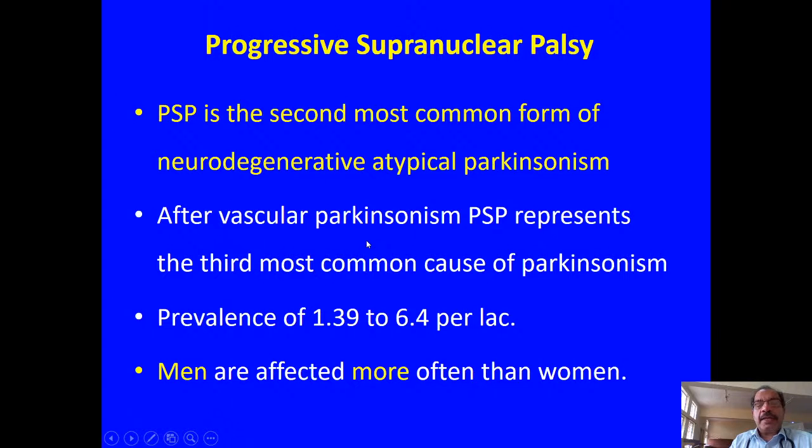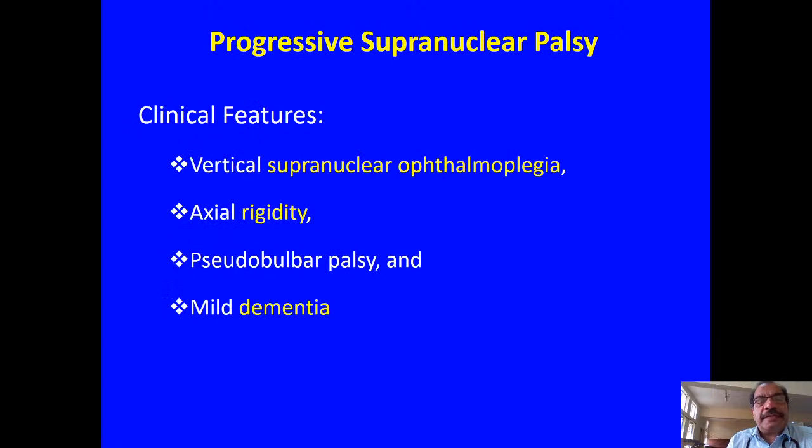If you look at Parkinsonism because of vascular etiology, like multiple strokes, then it is slightly more common. Then it is followed by PSP. The prevalence, as I just said, is relatively less, up to 6 per lakh population. And it is seen more often in males as compared to females. The important clinical features are, one, the involvement of the extraocular movements.